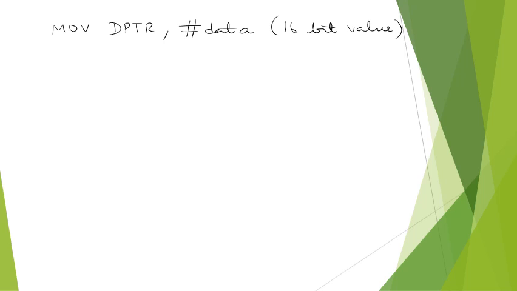The 16-bit value will be loaded from the second and third byte of the instruction. So the second byte, that is DPH, data pointer high, will be the higher order byte, and the third byte, that is DPL, data pointer low byte, holds the lower order byte. No other flags will be affected.